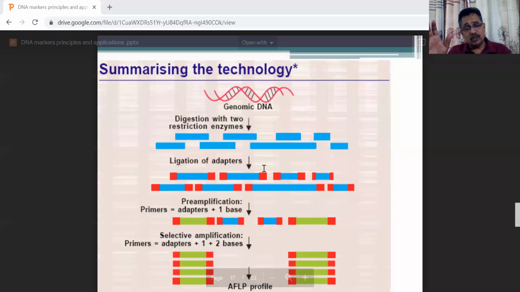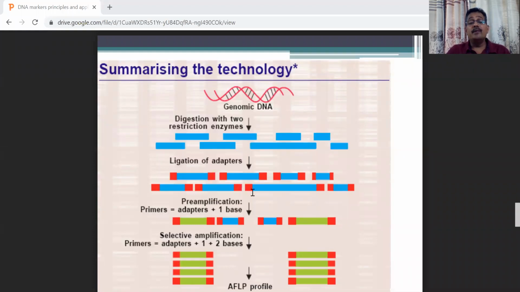You have to start with genomic DNA isolation. You have to do restriction digestion, that will take 1 day, an overnight digestion. After that, you have to do pre-amplification. Then after that, you have to do selective amplification. So these steps take a long time.